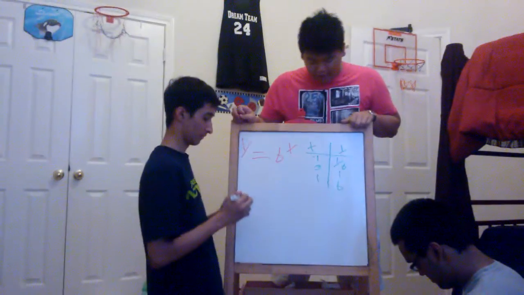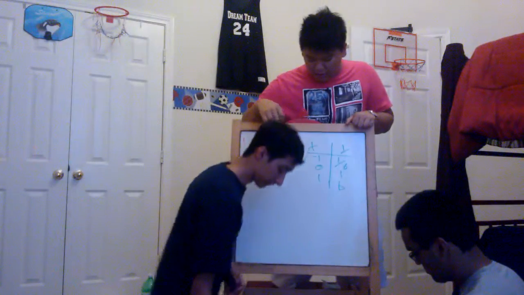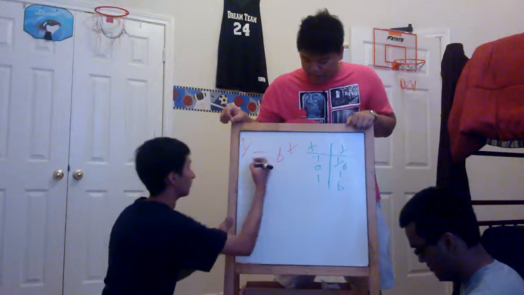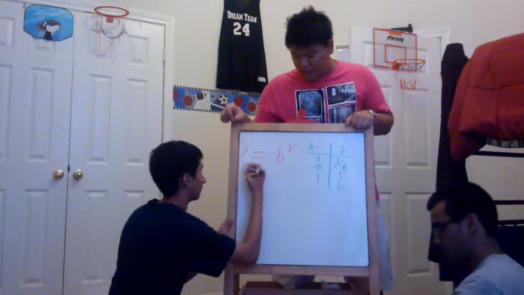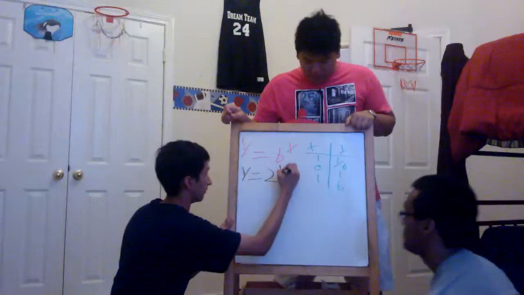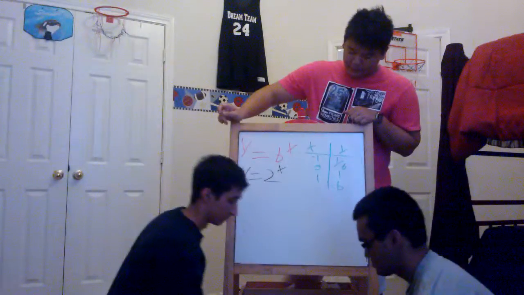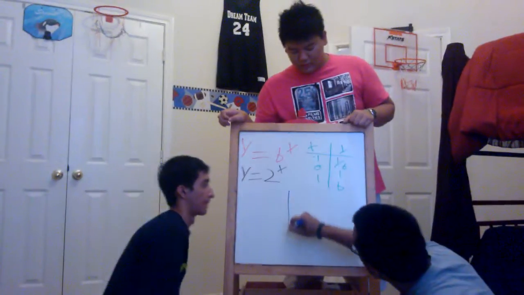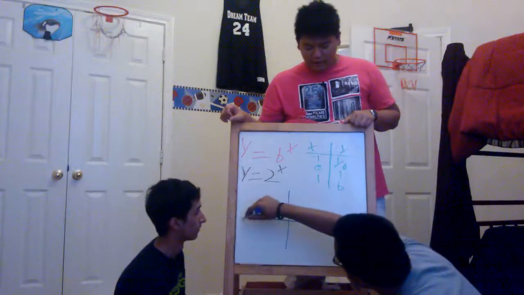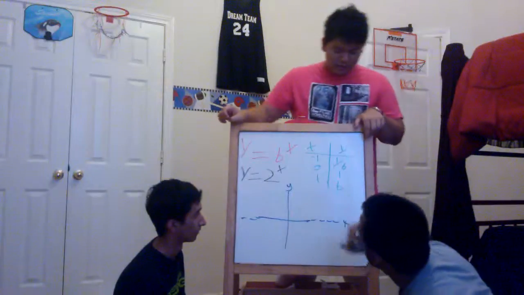So we're going to draw a graph to show you what the parent function looks like. To do that, we're going to plug in a number for the base, which we're going to use 2 as the base. So it's going to be y equals 2 to the power of x. And we're going to graph this function to show you guys what the parent function looks like. As we start graphing, there's going to be an asymptote on the x-axis.